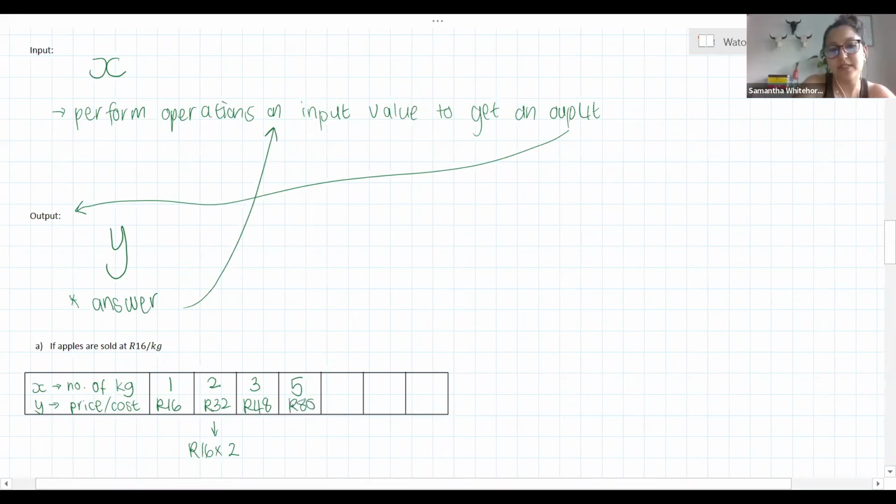Okay, what happens if I asked you how much it costs for 10 kilograms of apples? Sandile, do you want to tell me? How much would 10 kilograms cost?